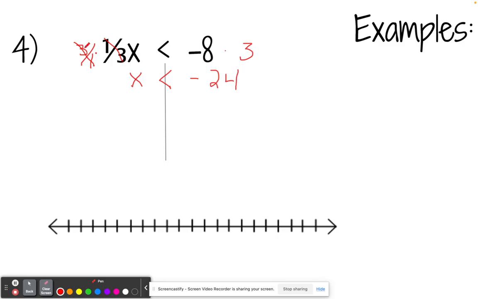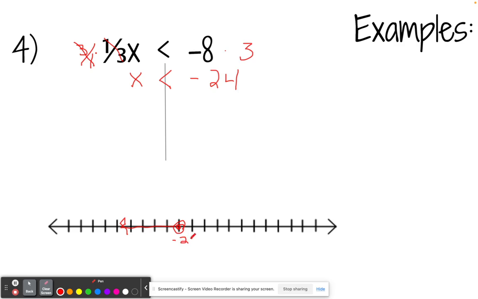So in order for this inequality to be true, my solutions, that should be an open circle. I did a kind of a closed circle there. I should have done an open circle. My solutions have to be less than negative 24.